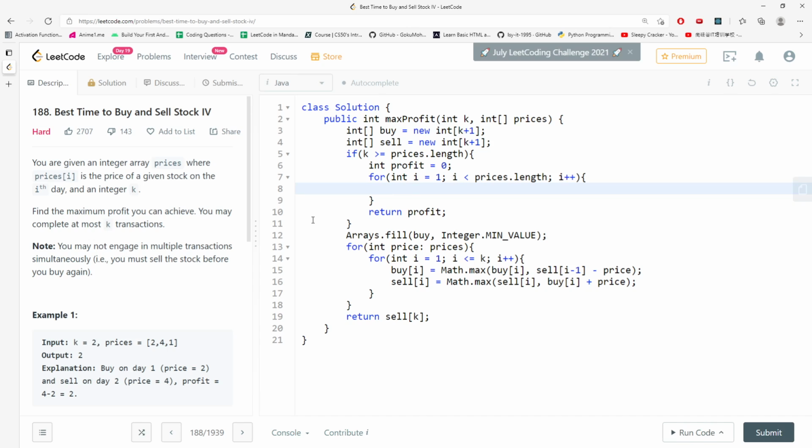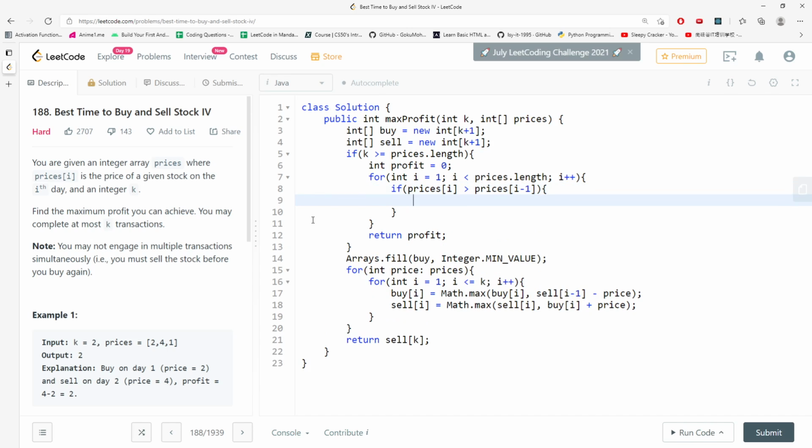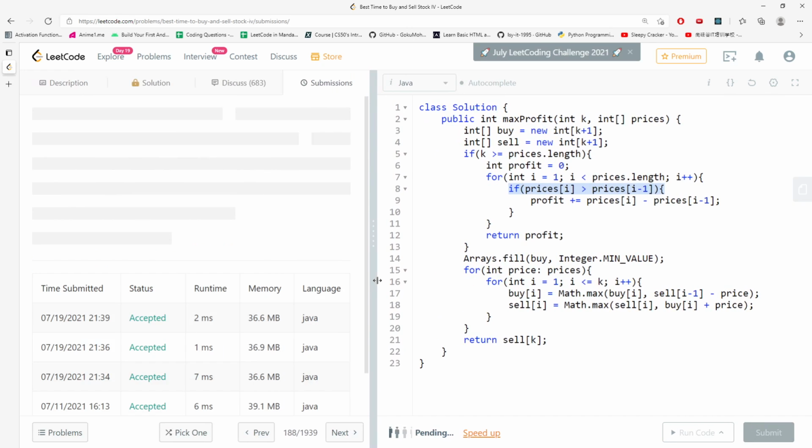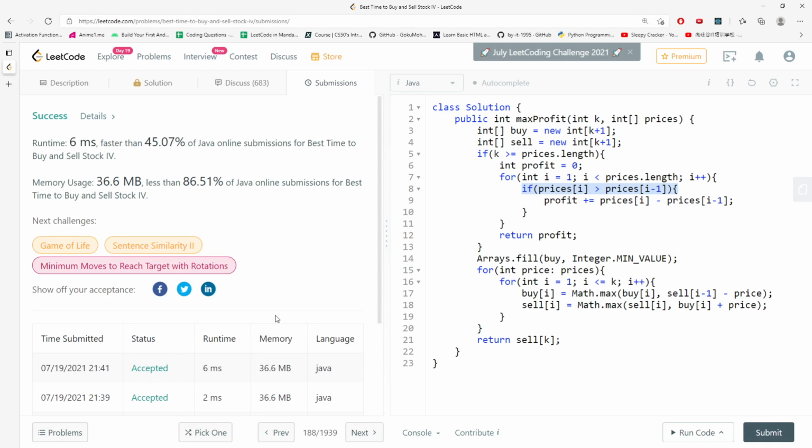So it doesn't matter how many transactions you have, right? You just compare the prices. If prices[i] is greater than prices[i - 1], then profit plus equals prices[i] minus prices[i - 1]. That is how you deal with the profit for every single day in between. So when i equal to 1, you can compare 2 and 4, and the next one is 1 and 4, if the if statement is valid. So let me just run the code to improve my time complexity.